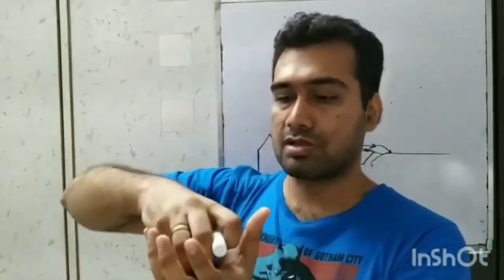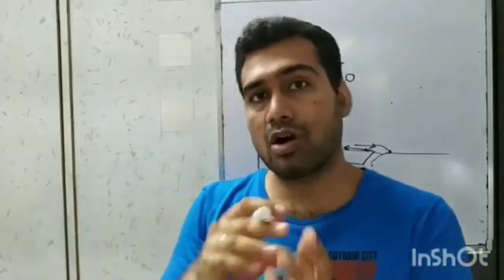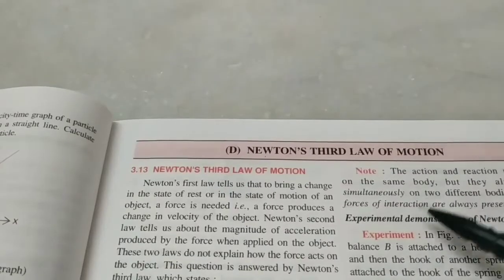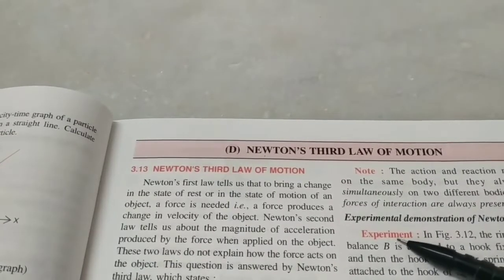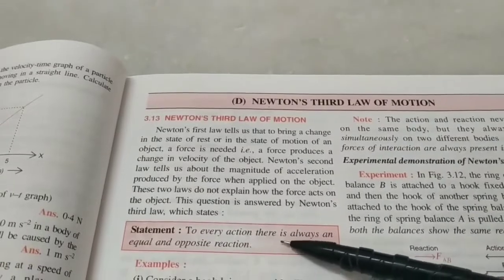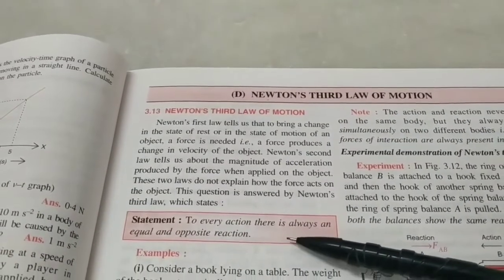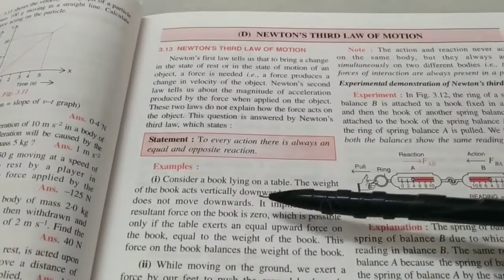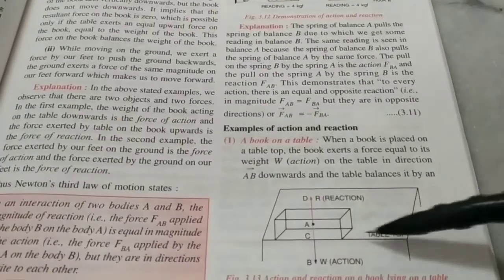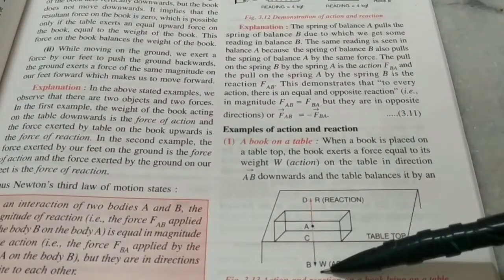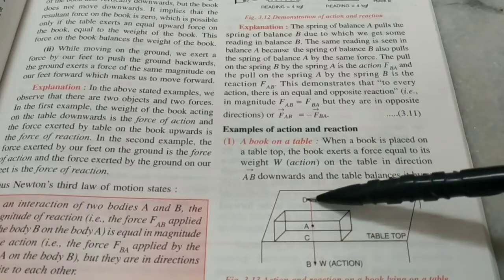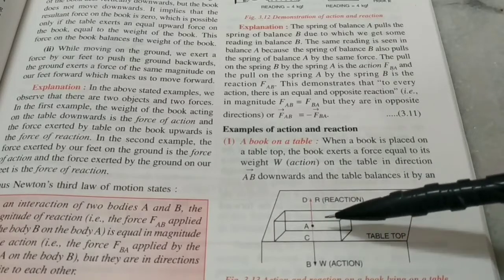When you catch a ball, the ball exerts a force of action on your hands, and your hands exert a force of reaction on the ball. Newton's third law of motion talks about action and reaction. And the statement is, to every action there is always an equal and opposite reaction. For example, if a book is lying on a table, the weight acts downwards, but we have an equal and opposite normal reaction force.